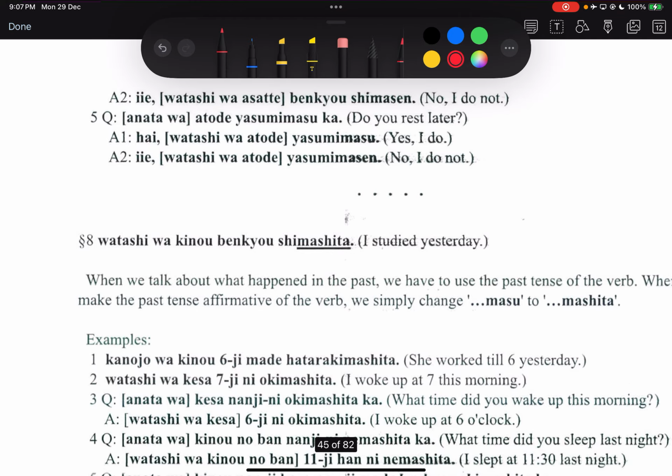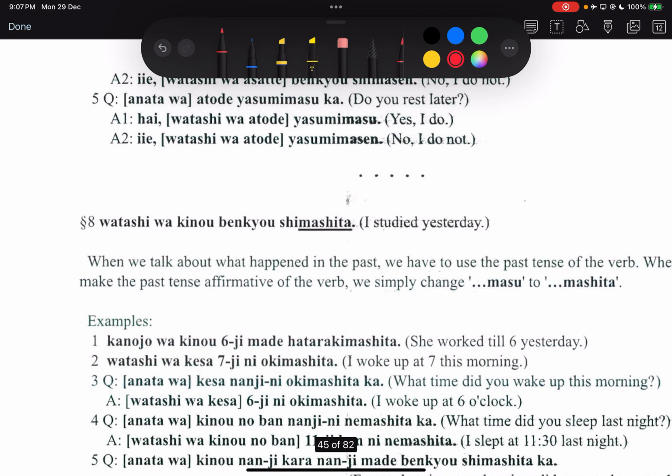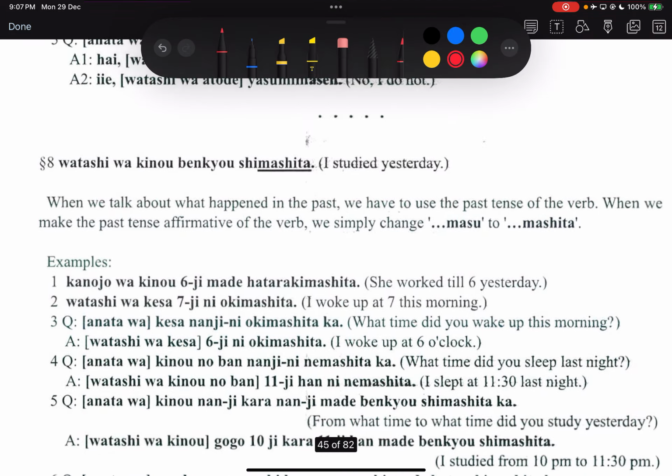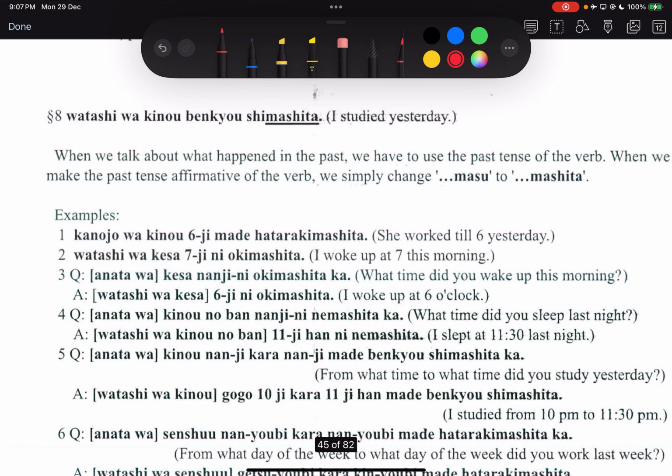Very easy. Must and mustn't. Okay? Next, number 8. 私は昨日勉強しました. しました. Right? します was to do something. しません was do not do something. Now しました means past tense. I did something. So in this case, ました means past tense. Something happened already.